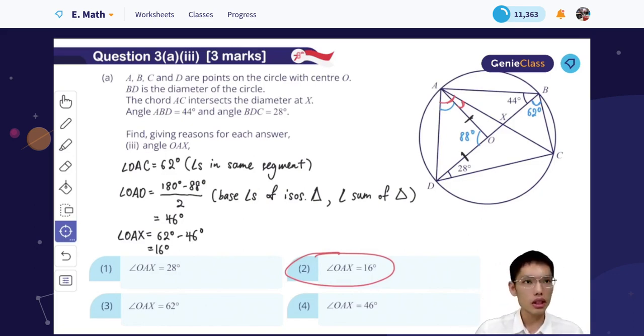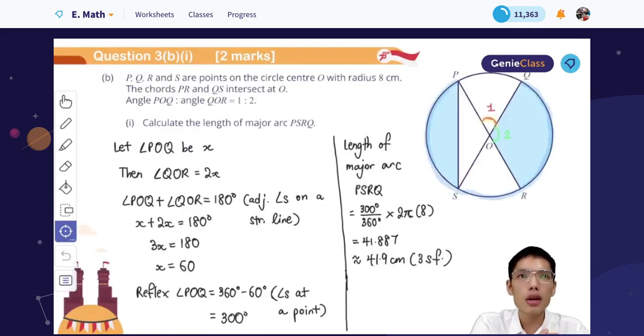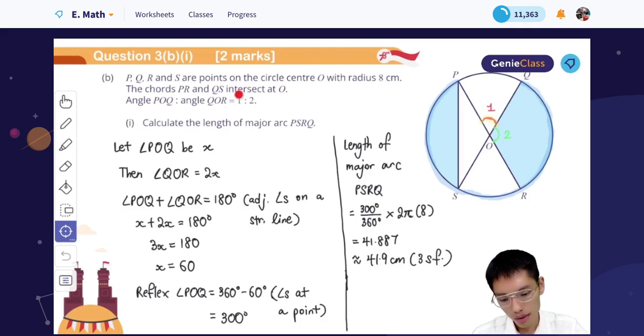Now moving on to the next one, very interesting as well, branching out from the trigo part. PQRS are points on the circle O with radius 8 cm. So calculate the major arc over here. So what happens? Again, ratio given, make use of algebra to help you solve. We know in this case this is 1 and 2, but you have to show, in this case my 2 marks, that firstly, you let POQ be x, QOR be 2x, with the given ratio, summing that up.